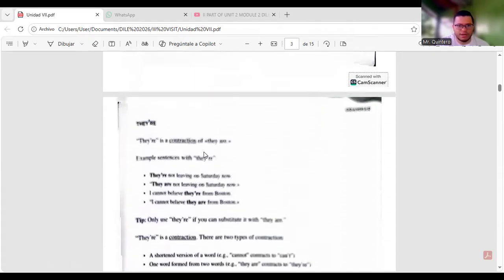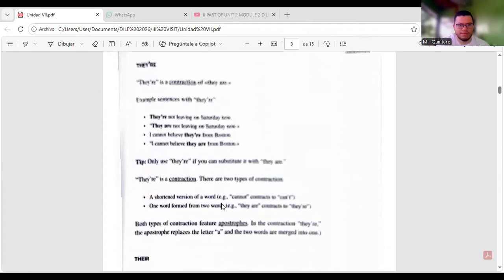They're is a contraction of they are. For example, they're not living here now. They are not living here now. I cannot believe they're from Boston. I cannot believe they are from Boston. Podemos ver la diferencia formal corta y formal larga. Tip. Only use they're if you can substitute it with they are. Solamente vamos a utilizar they're si lo queremos sustituir con they are, que es la forma larga.